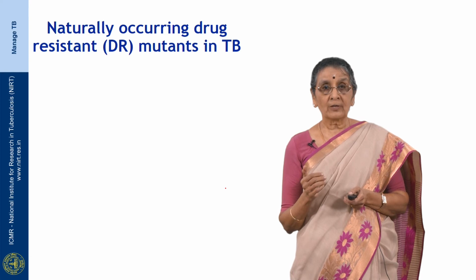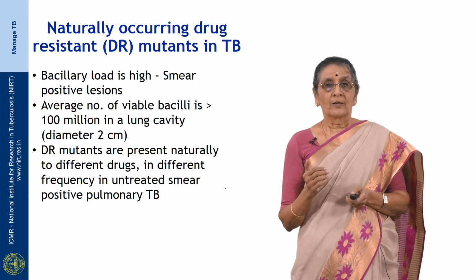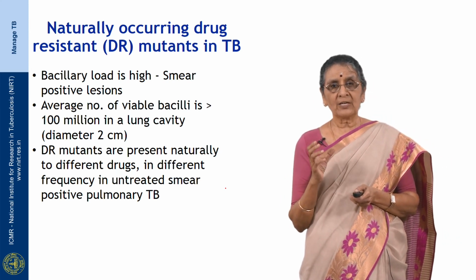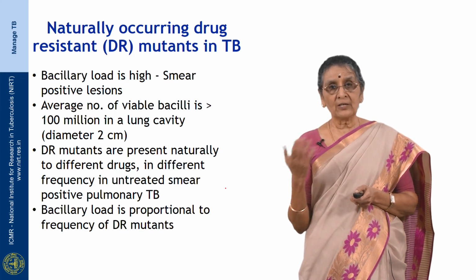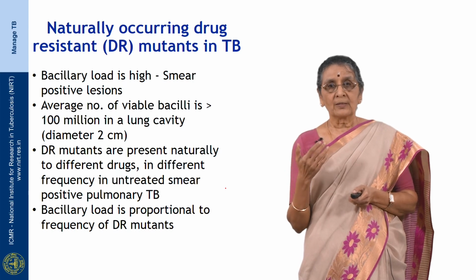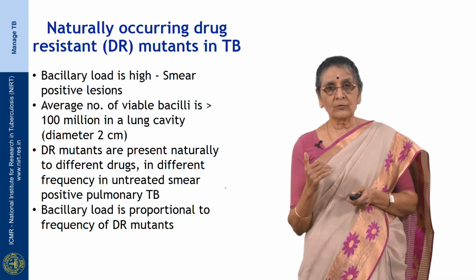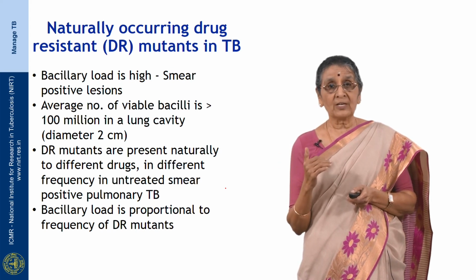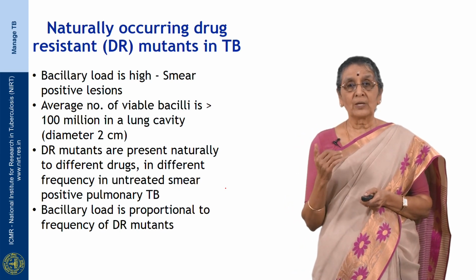Now, what are naturally occurring drug resistant mutants in TB? If you see cavitatory lung tuberculosis, the cavity will be teeming with bacteria, in millions. When you have millions of viable bacteria, there are a few that may develop resistance to any one of the anti-TB drugs, which are called naturally occurring drug resistant mutants in tuberculosis. So, this is seen whenever the bacillary load is very high, especially in smear positive pulmonary TB lesions.